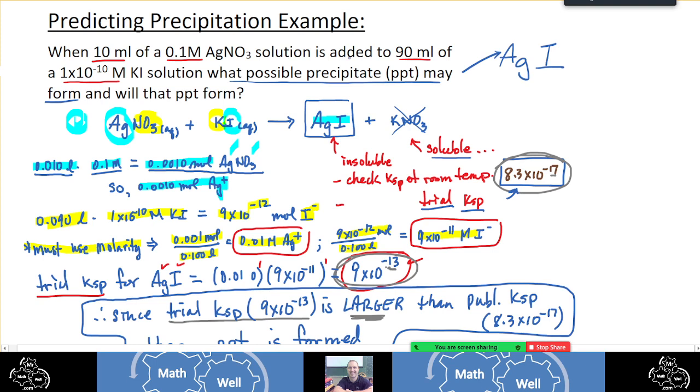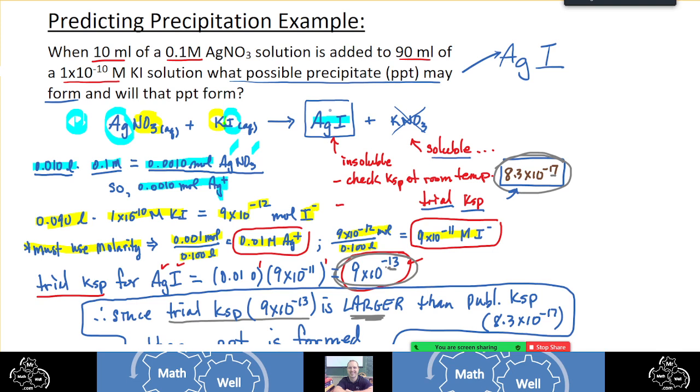Will that precipitate form? So here's how we find out if it will form. What you have to remember is that we need to find out if there are enough ions in solution to actually multiply the product of those ions of silver and iodide. If that product is large enough, then it will form a precipitate. Those ions, if there's enough of them in solution, they will actually get together and form a compound. So how do we know that?